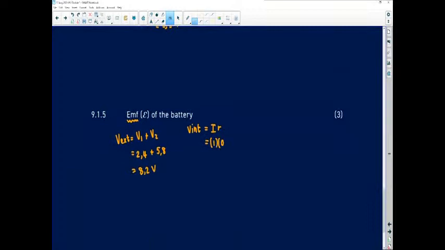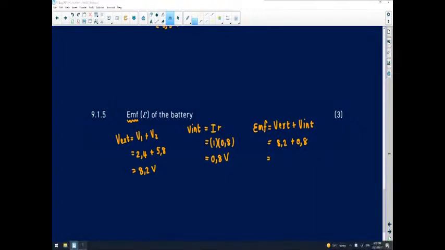My internal resistance was given to me as 0.8. If I multiply those two, it remains 0.8. Anything multiplied by 1 remains itself. And then therefore, that gives me a V internal. Therefore, I can then say my EMF is equal to my V external plus my V internal. There we are. My external is the 8.2 plus the 0.8.